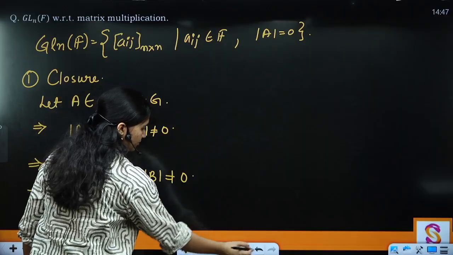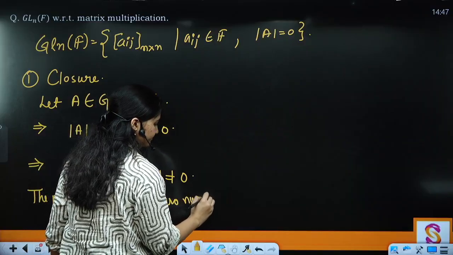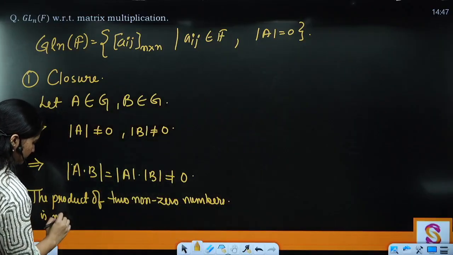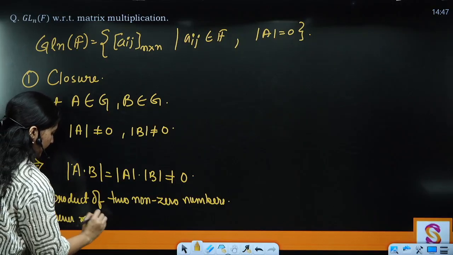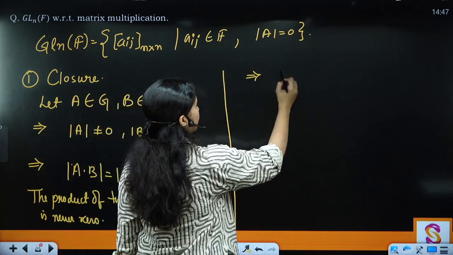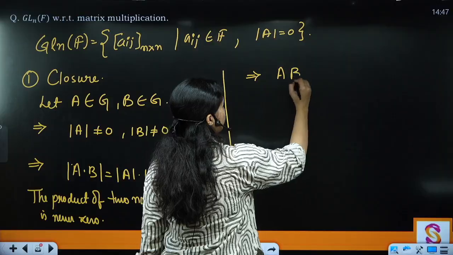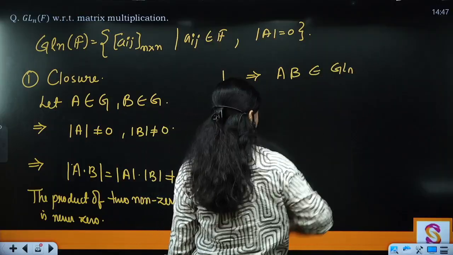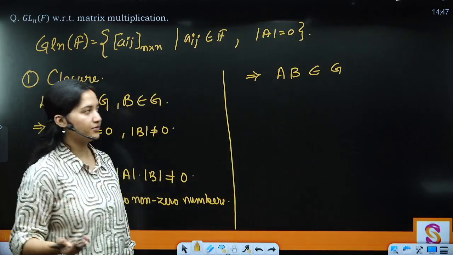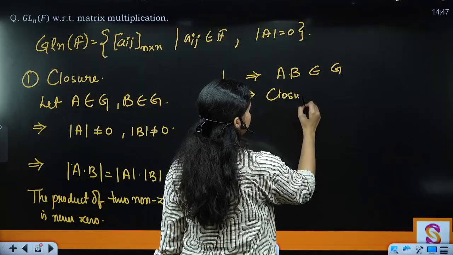two non-zero numbers is never zero, right? So this implies that AB belongs to GLnF, or we should just write G. Okay, the group is G here. So A dot B is also going to belong to G. So this implies that the closure property is satisfied.